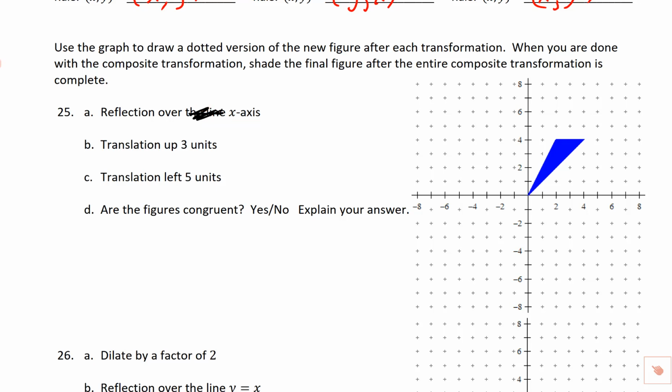So let's go ahead and reflect this over the x-axis. Reflecting over the x-axis, we're 4 above, so we're going to be 4 below. And we're 4 above, so we're going to be 4 below. So this is what it's going to look like.